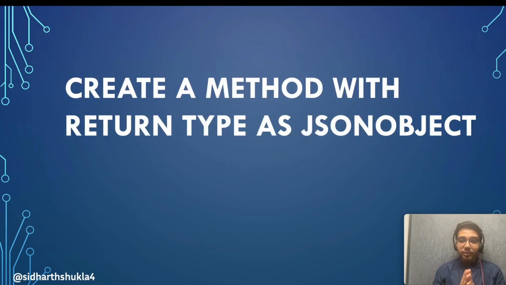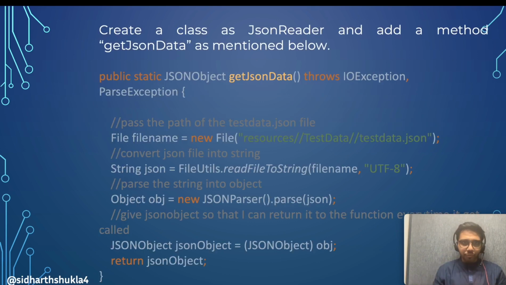Our next step is basically to use that JSON file that we have created and convert it into a JSON object. All right. So our main objective over here is creating a method with return type as JSON object. So this is a method that I'm going to use.